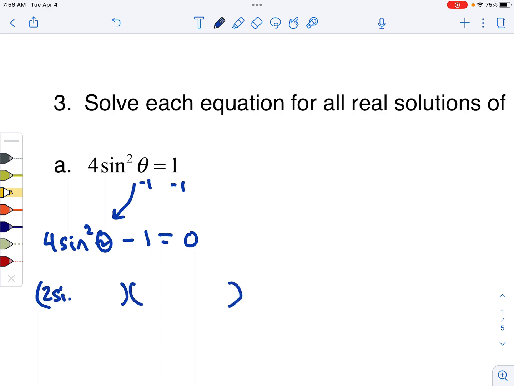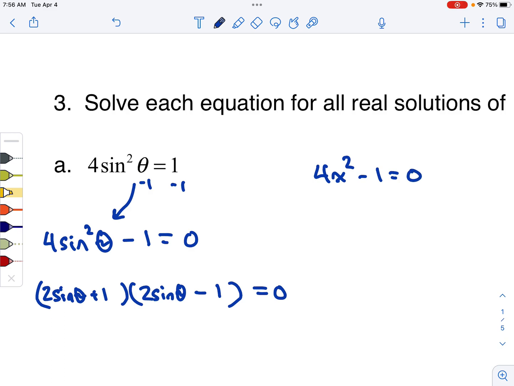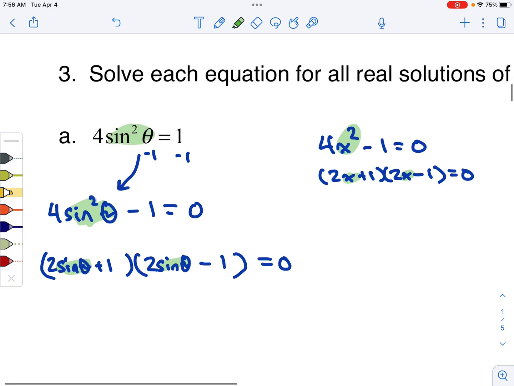So we can do 2 sine theta plus 1 and 2 sine theta minus 1 equals 0. Because again, if I were to use the double distributive property, that would get me back to 4 sine squared theta minus 1. Okay, so it's like a difference of squares. So it's almost like 4x squared. You have to think of sine squared theta as your x squared. So this would be 2x plus 1. So same idea. It's just a little trickier with your trig functions thrown in there.